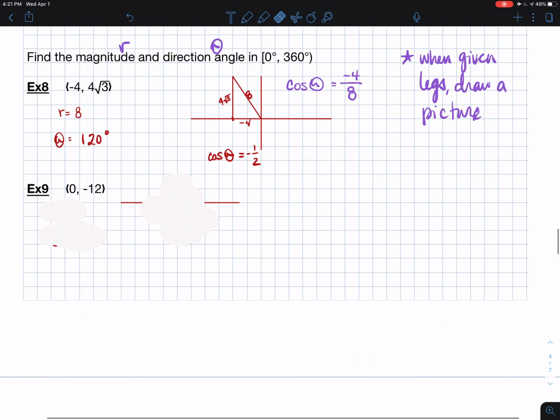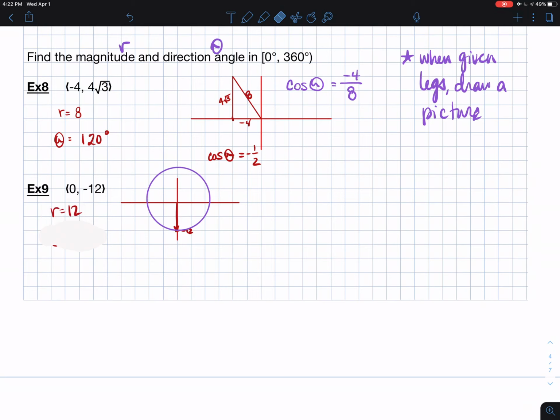All right. Now, example number 9, once again, what do you have? What do you want? You have legs. You want r's and thetas. And so the first thing I'm going to do, since I have legs, I'm going to draw a picture. And so here's my picture. And you say, wow, I can't draw a triangle here. Oh, but wait, all I need is r and theta. So what's my radius? If I were to actually draw a circle with this guy right here, what would my radius be? Well, we know that my radius would be 12.